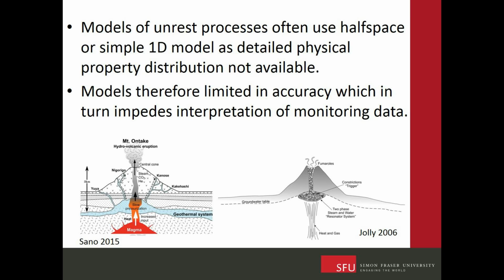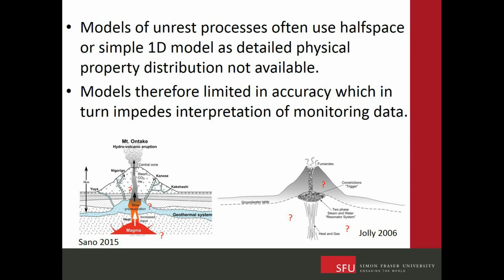As I mentioned earlier, many models that try to model volcanic unrest processes, such as seismicity and so on, often just work in a simple half space or maybe just a 1D model. So therefore they're limited in the accuracy with which we can interpret monitoring data. So you often see diagrams such as these in papers where we've got our volcano and the active processes in here, but really we're interested in what the properties of these rocks around here are, because they will affect, say, the contrasts from the conduit to the host rock, which can be important for modeling seismic waveform properties and so on. So we're trying to fill in these question marks here.